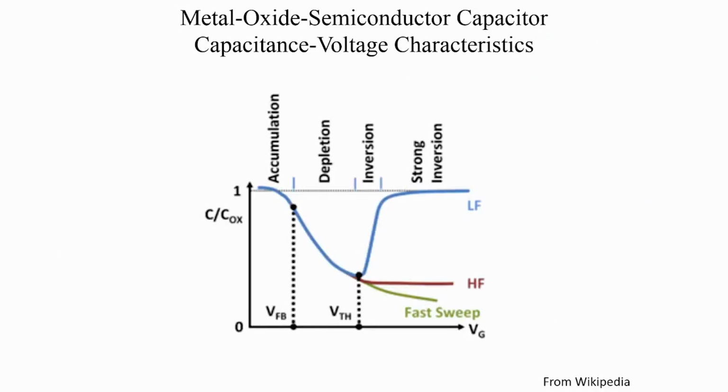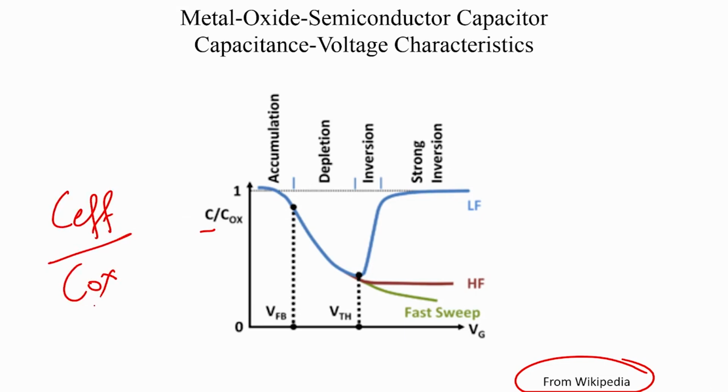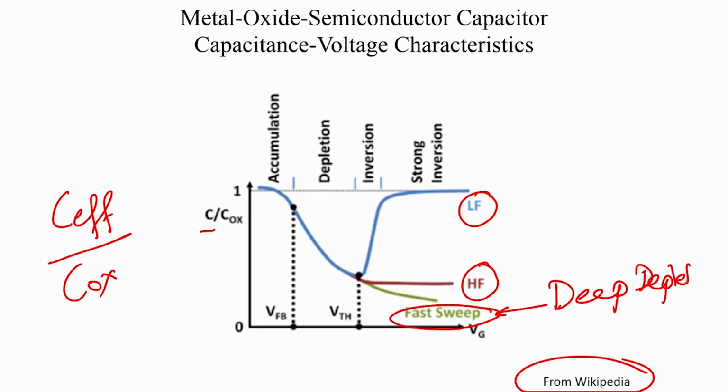So, to summarize all these three, I have taken this nice picture from an online source, and what we are plotting here is C by Cox, where C is the effective capacitance of your MOS capacitor. First is the low frequency. So, we have the low frequency characteristics, the high frequency characteristics, and the fast sweep or the deep depletion characteristics. For the low frequency characteristics, you have the different regions of operation.